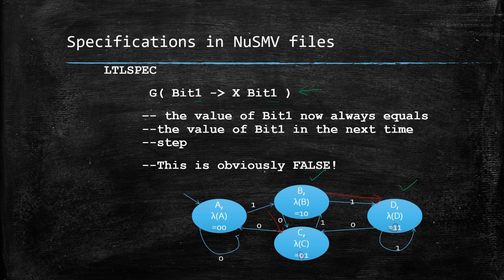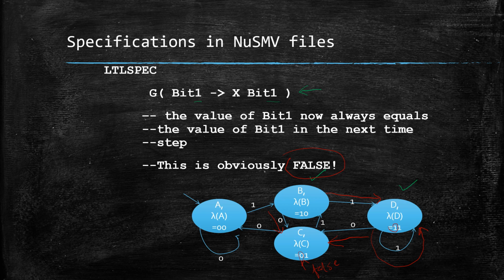Similarly, if we check for this state, here bit 1 is true, and if we follow this path, then bit 1 is true. But if we follow this path from state D, then bit 1 is false here. So now we have found two paths on which if in the current state bit 1 is true, in the next state bit 1 is not true. So therefore this property is false for this model.